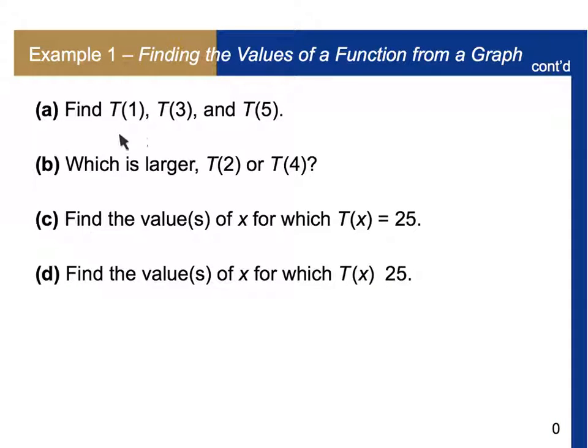Okay, so let's answer some questions about the graph. T of 1, T of 3, T of 5. Which is larger, T of 2 or T of 4? And find the values of x for which T of x is 25. And find the values of x for which T of x is, I believe, less than or equal to, but we'll come to that.